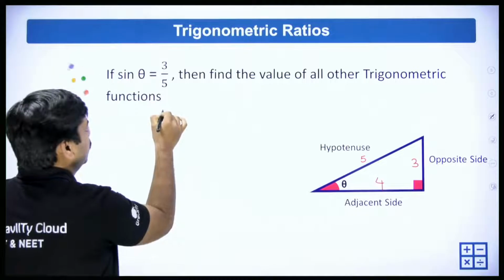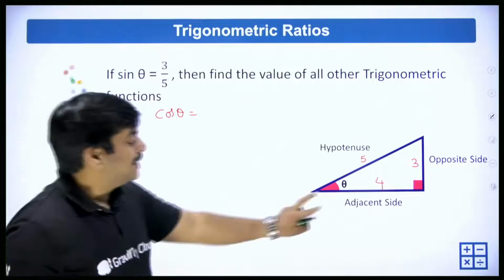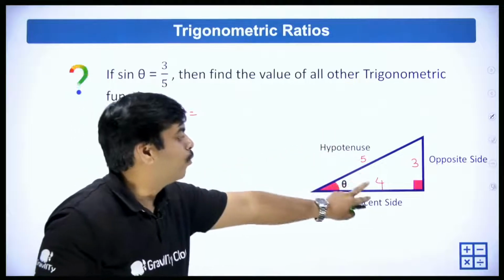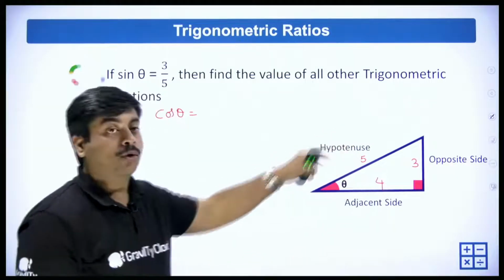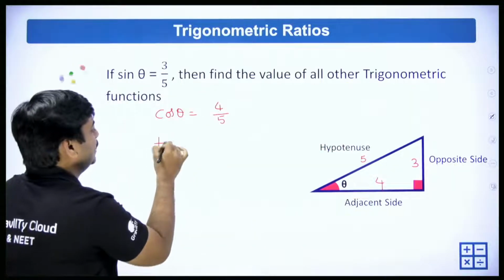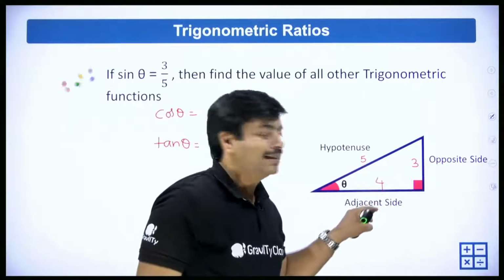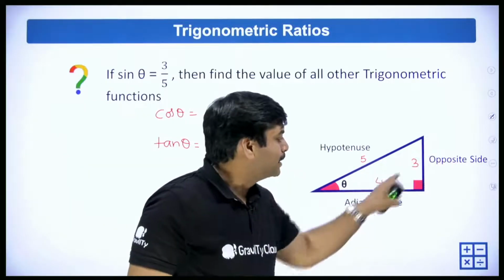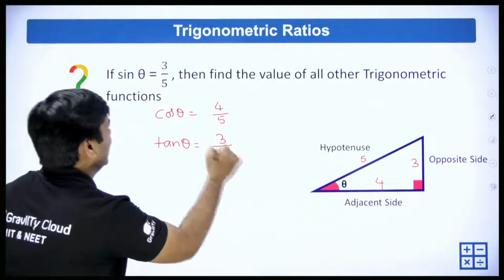As sine is already there, we'll write for cos theta. What is cos? Adjacent by hypotenuse, 4 by 5. What is tan theta? Tan theta is opposite by adjacent, 3 by 4. Okay.